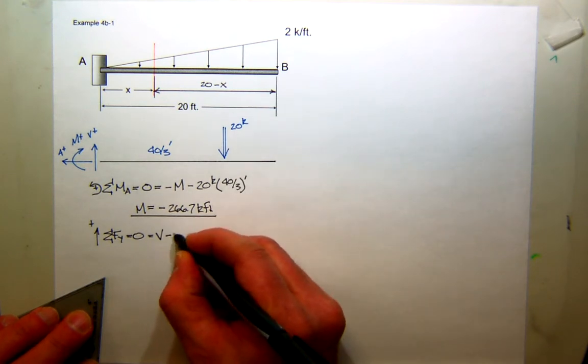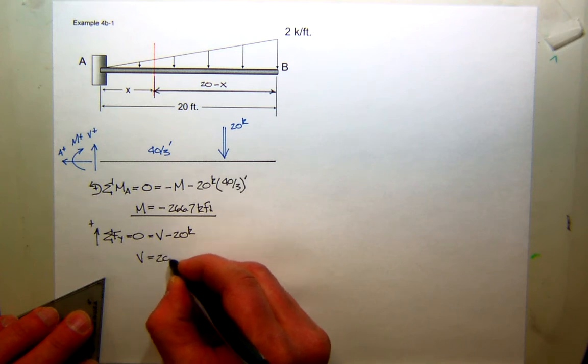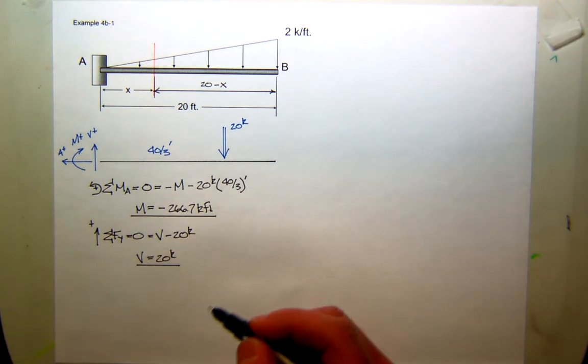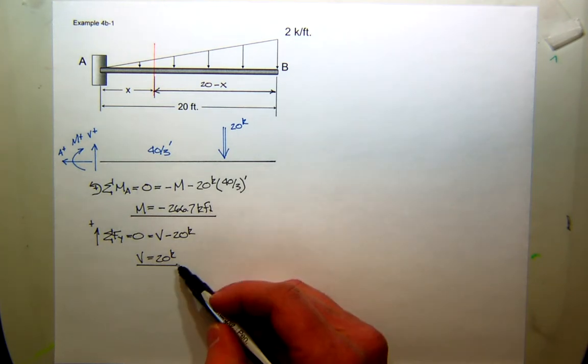My load is down. And that's it. So it says shear is equal to 20 kips. So what is the shear force at A? Positive 20. So my shear equation evaluated at x equals 0 should give me 20.